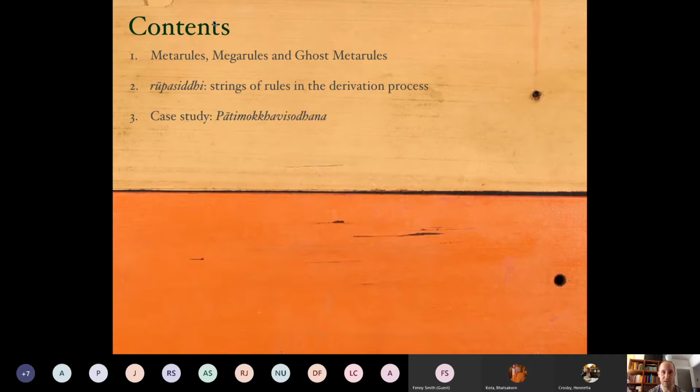Then the second part of today's session will be about Rupa Siddhi. What does Rupa Siddhi mean? Apart from being the title of one of the most eminent or famous grammars, it actually means the completion, the formation of the form. That means the word form. And that is done by progressing through a string of suttas, or a string of rules, in a process of derivation.